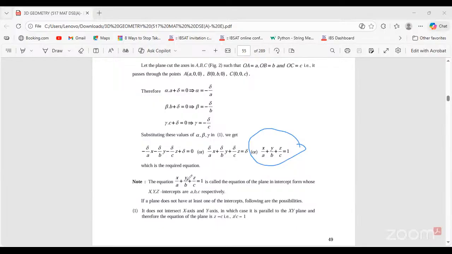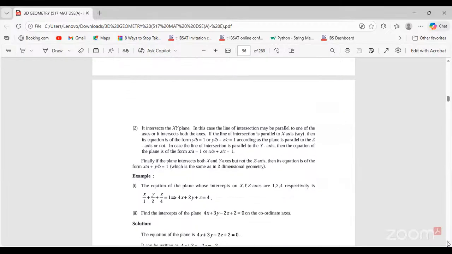The equation x by a plus y by b plus z by c equals 1 is called the equation of a plane in intercept form, where x, y, z intercepts are a, b, c. The x intercept is a, the y intercept is b, and the z intercept is c. These are the note points. You have to read it.